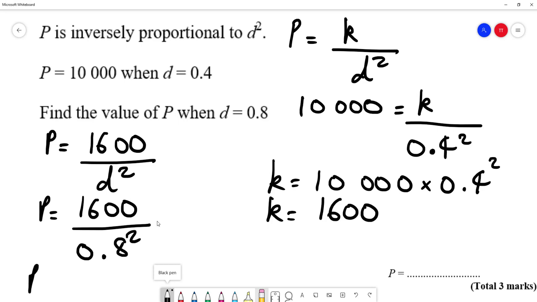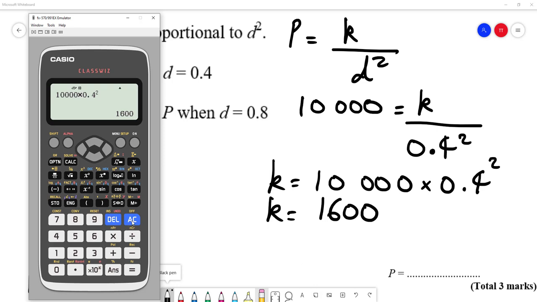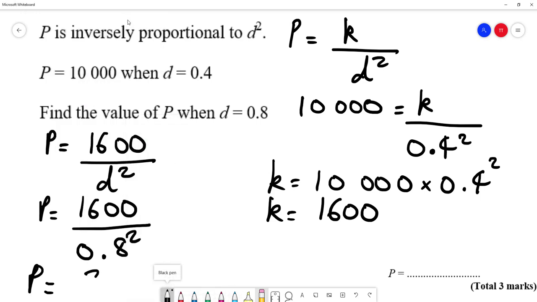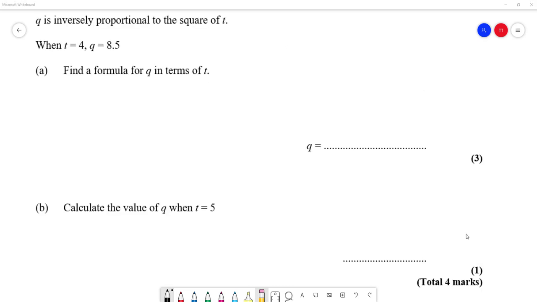So we do 1600 divided by 0.8 squared, which is 2500. Here's a question for you to try. You can pause the video, and when you're done, I will go through my worked solution.